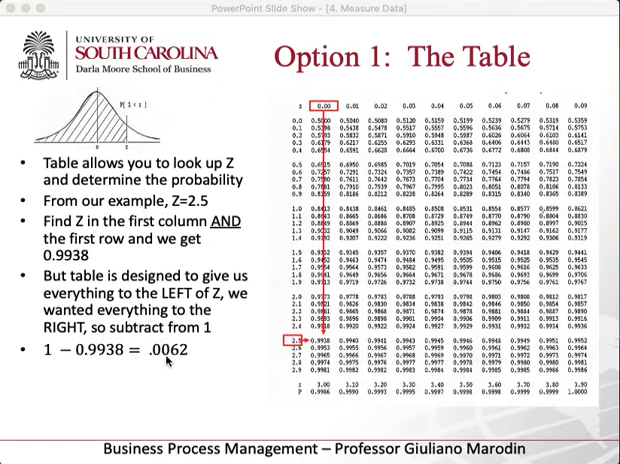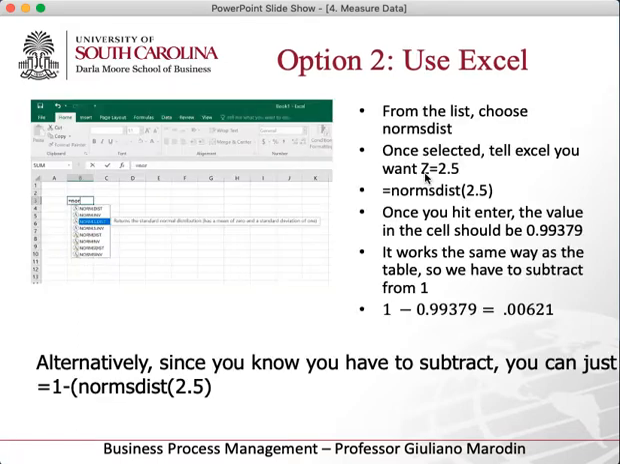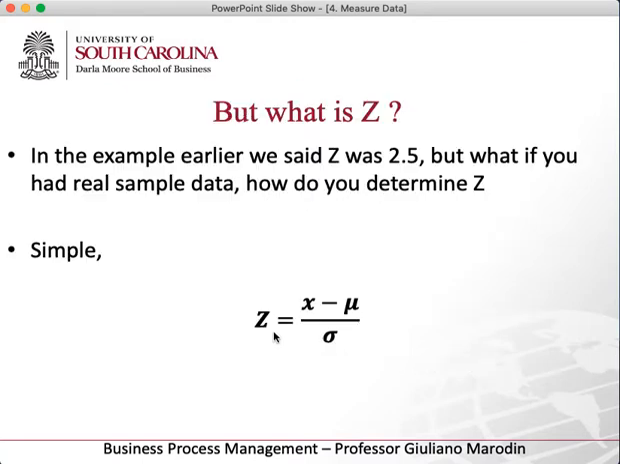So 0.0062, or 0.62%. The other way to do that is to put in Excel the function NORM.S.DIST, and you put the z-score here, the 2.5. So equals NORM.S.DIST 2.5, and it gives you the same value. Then 1 minus this is the same, 0.00621. So we need to do 1 minus that, and that's the logic of it.